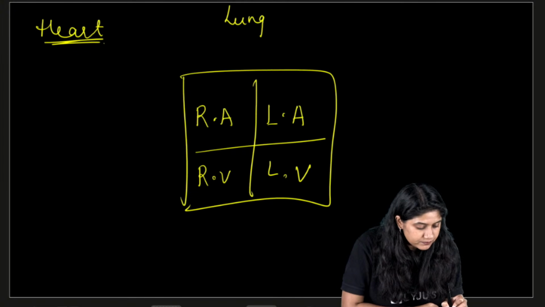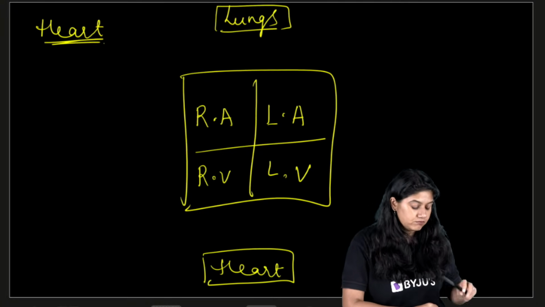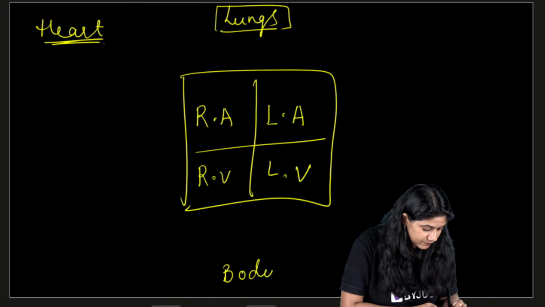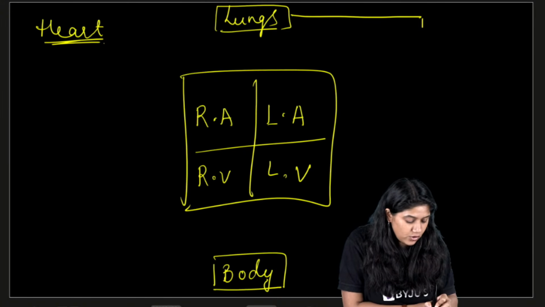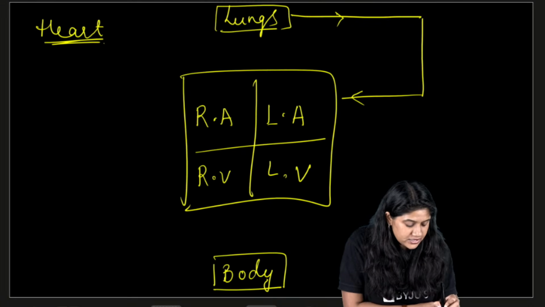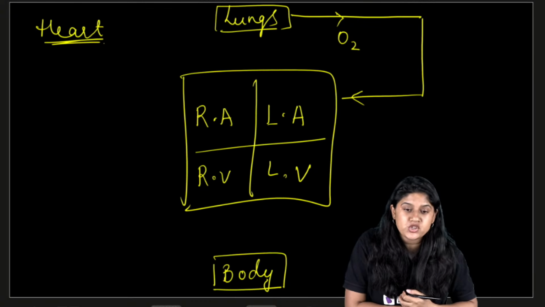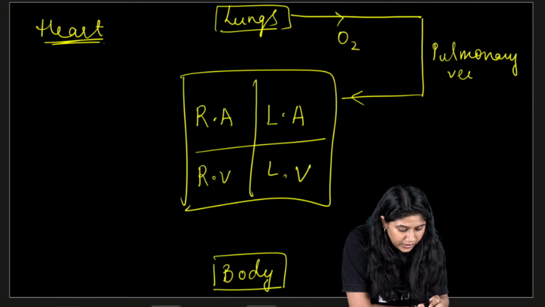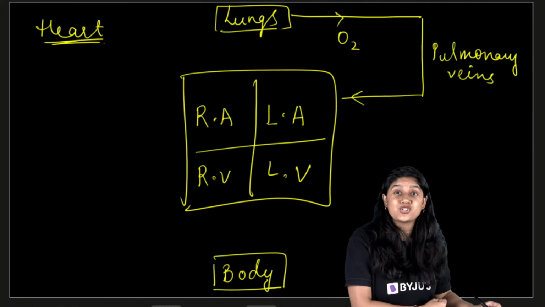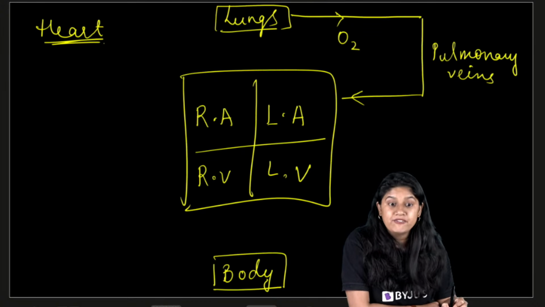We have lungs, and we have heart. We have body. Now everyone, from the lungs we take oxygen, and it comes to the left atrium by which blood vessel? Quickly everyone do write in the comment section. Very good. So the pulmonary vein carries oxygen rich blood from the lungs to the left atrium. Then the blood goes to the left ventricle.